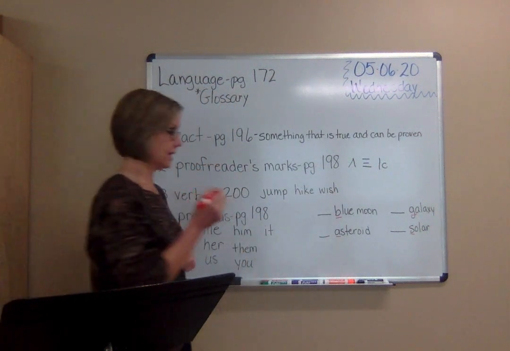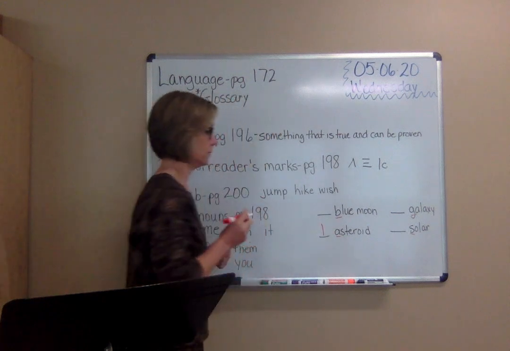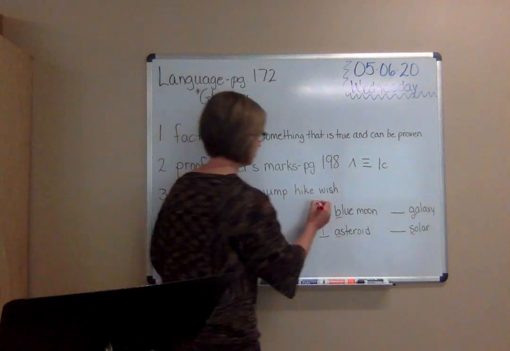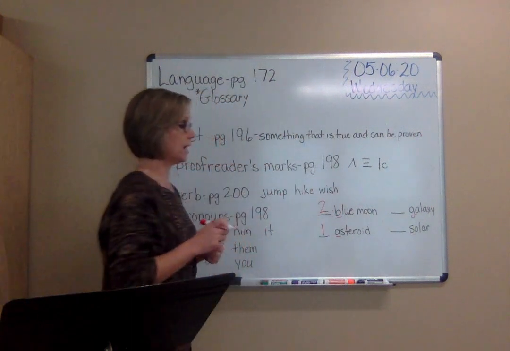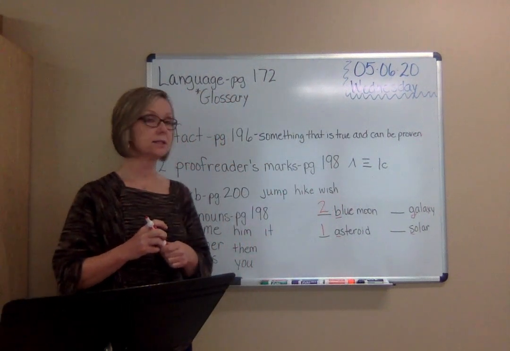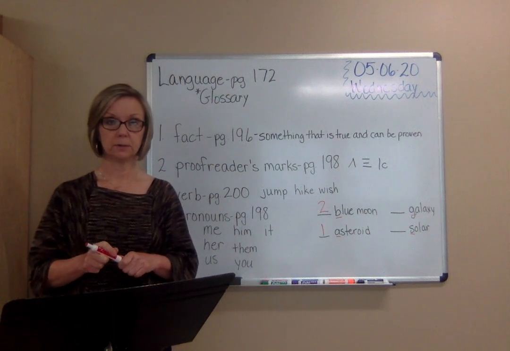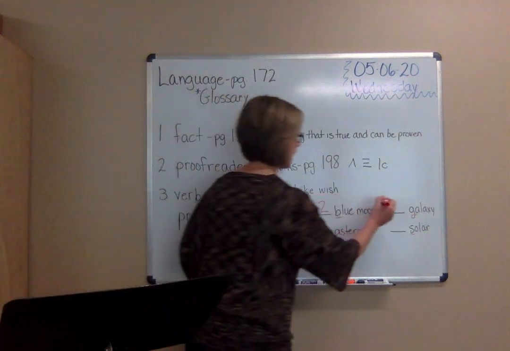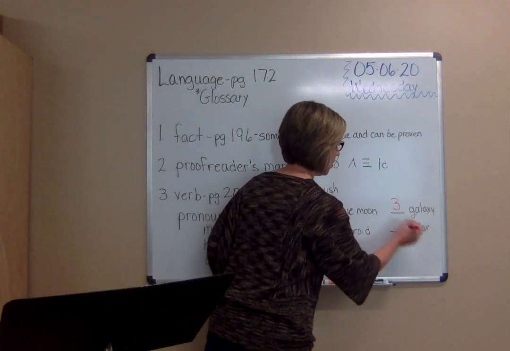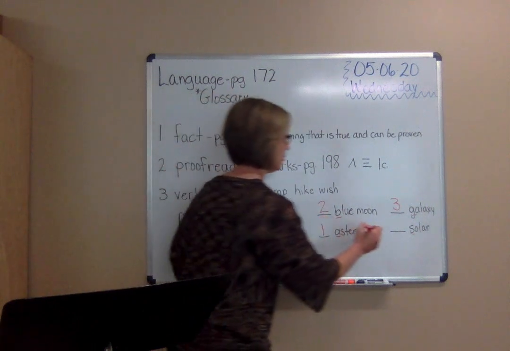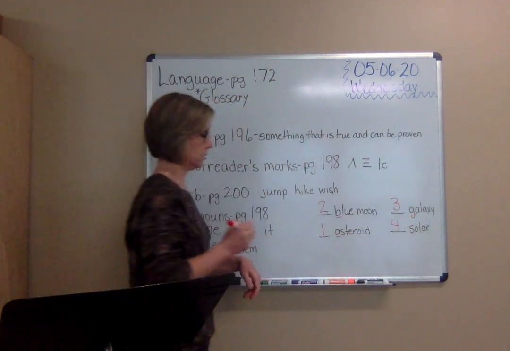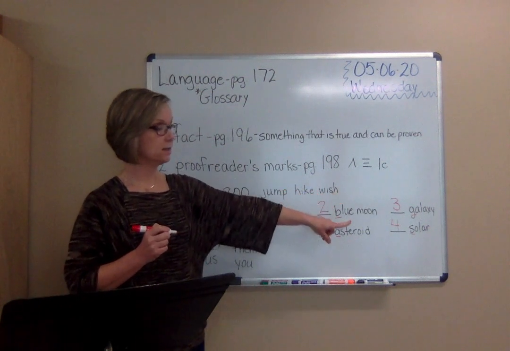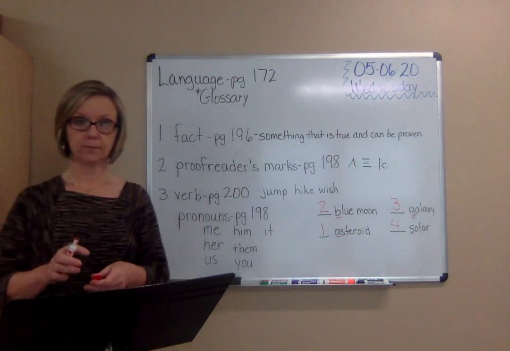Obviously, A and asteroid. So number one. A, B. Do we have a B? Yes, we do, in blue moon. And then we have galaxy, the G in galaxy, and the S in solar left. So what would be number three? Galaxy, because G comes before S. And then lastly, number four would be solar. So you have asteroid, blue moon, galaxy, solar in alphabetical order.